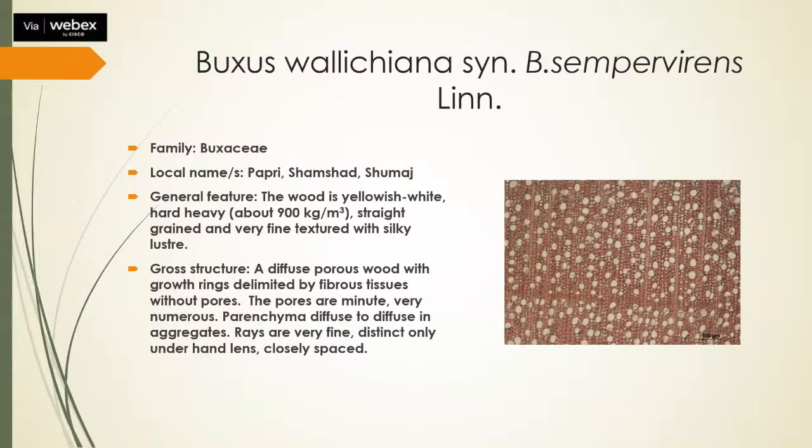Next is the Buxus felicina, or it is called papri, whose general features are: the color of the wood is yellowish white, and it has a very fine, silky texture. Lustrous is there. Then it is a straight grained timber. Pores are minute, very numerous. But here you can see the solitary pores again.